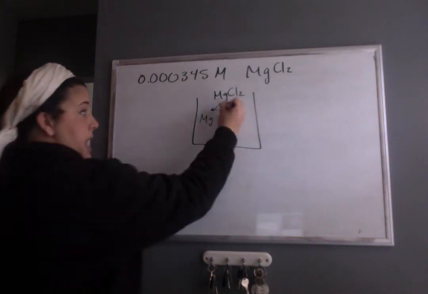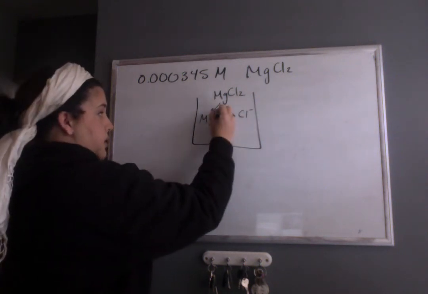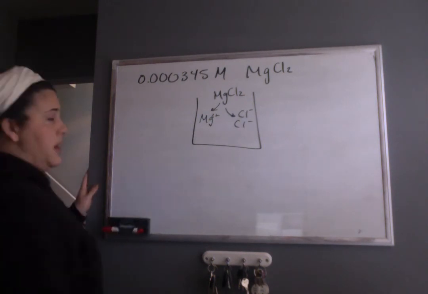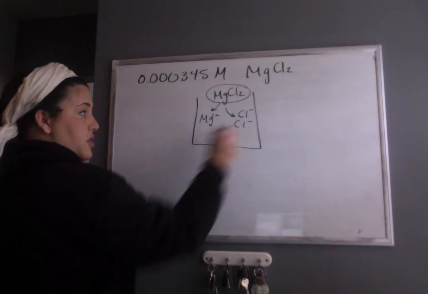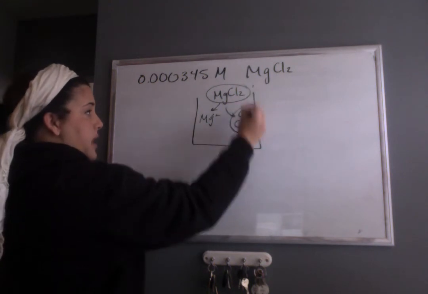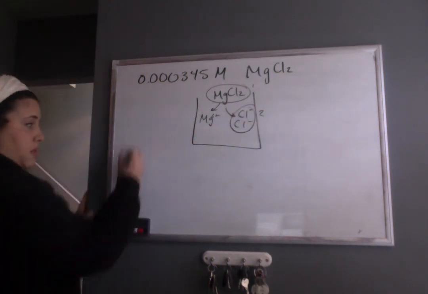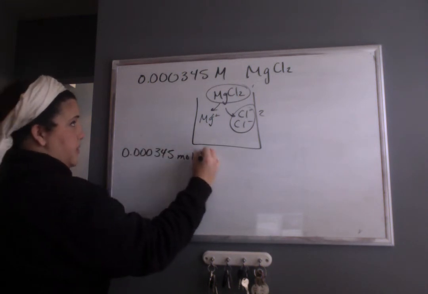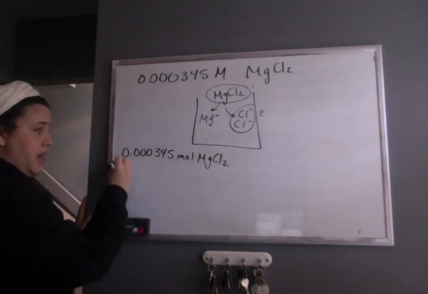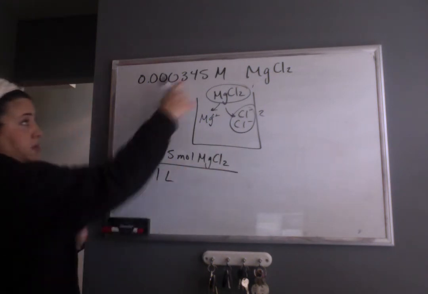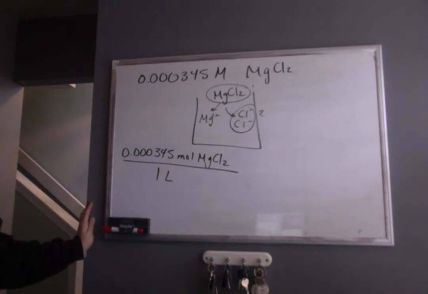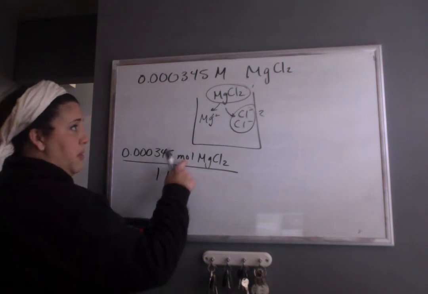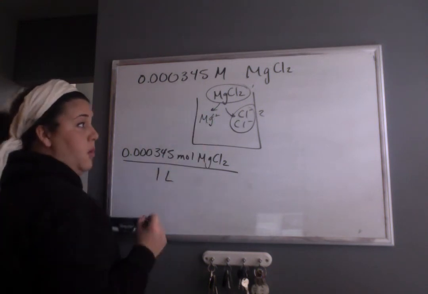Now I should note, in solution, whenever I have 1 MgCl2, this is going to break up into 1 magnesium and 2 chlorides. So when I'm thinking about the concentration now, my ratio of magnesium chloride to chlorine is going to be a 1:2 ratio. So 0.000345 moles of MgCl2, magnesium chloride, per 1 liter. Again, I'm using the exact same number up here. The only difference is instead of molarity, I'm using moles per liter so that I can figure out my ratio between moles of magnesium chloride to moles of chloride.